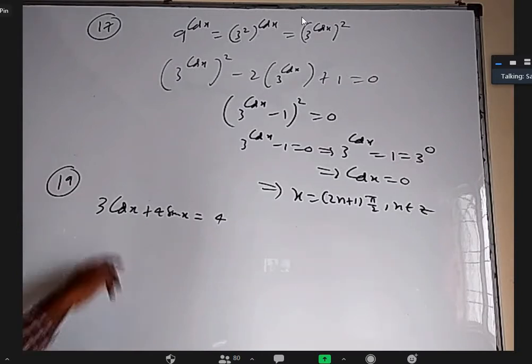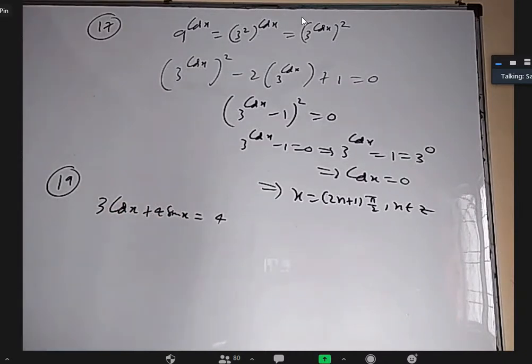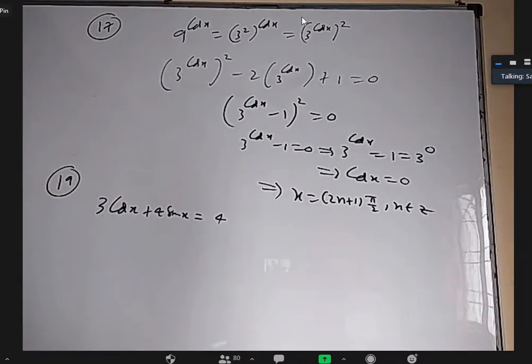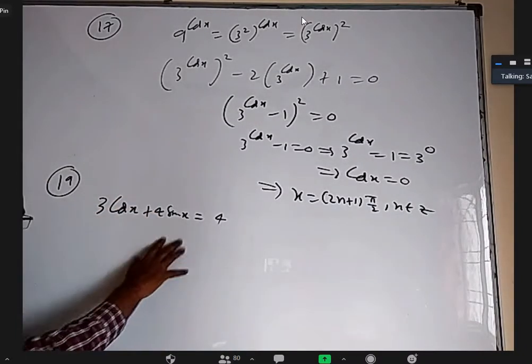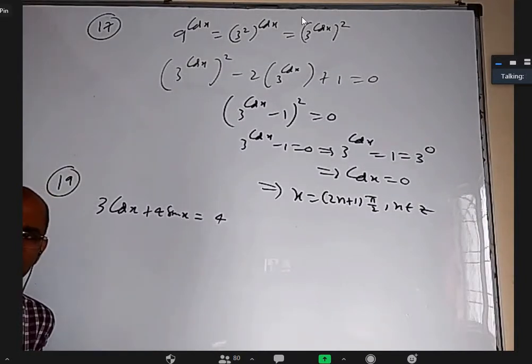Sometime back we discussed we can divide by root a square plus b square so that we can convert into one single sine or single cos. Another method is we can convert it into a quadratic equation in terms of tan x by 2. Anybody want to give an idea how to convert this into a quadratic equation in terms of tan x by 2?